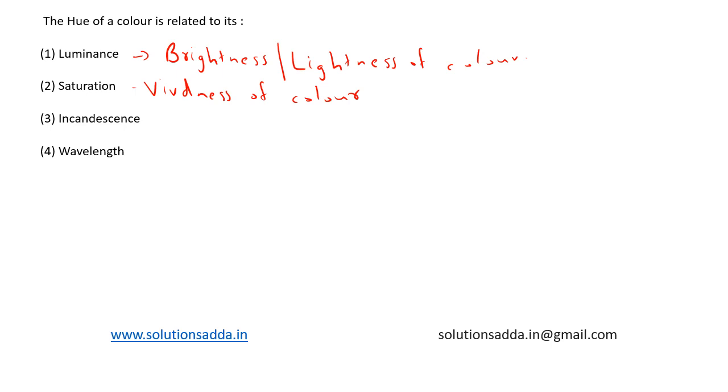Incandescence. It actually refers to the emission of light as a result of being heated. Emission of light due to heating. It is not directly related to color in the context of traditional color models like RGB or CMYK.